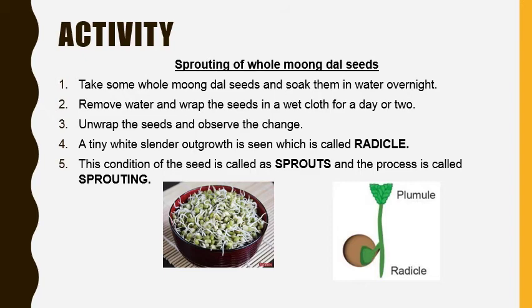When you take out a seed, you can see two structures in it. One is the radicle, which moves down and gives rise to the root system. The other is the plumule, which moves up and gives rise to the shoot system. This moong dal sprout is a very good food as it contains a good amount of nutrients. It has nutritional value. So try out this activity.